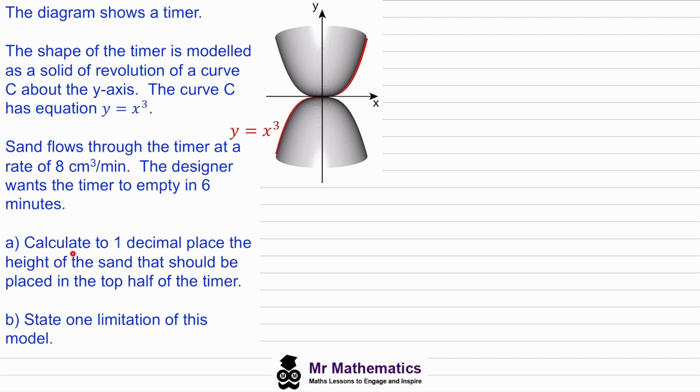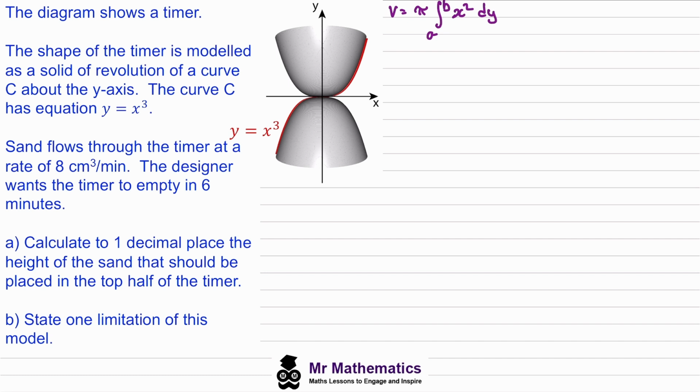We've been asked to calculate to one decimal place the height of the sand that should be placed in the top half of the timer, and then to state a limitation of this model. So because we're going to revolve around the y-axis, we're going to use the equation where the volume will equal pi times the integral between the range of a to b of x squared dy.